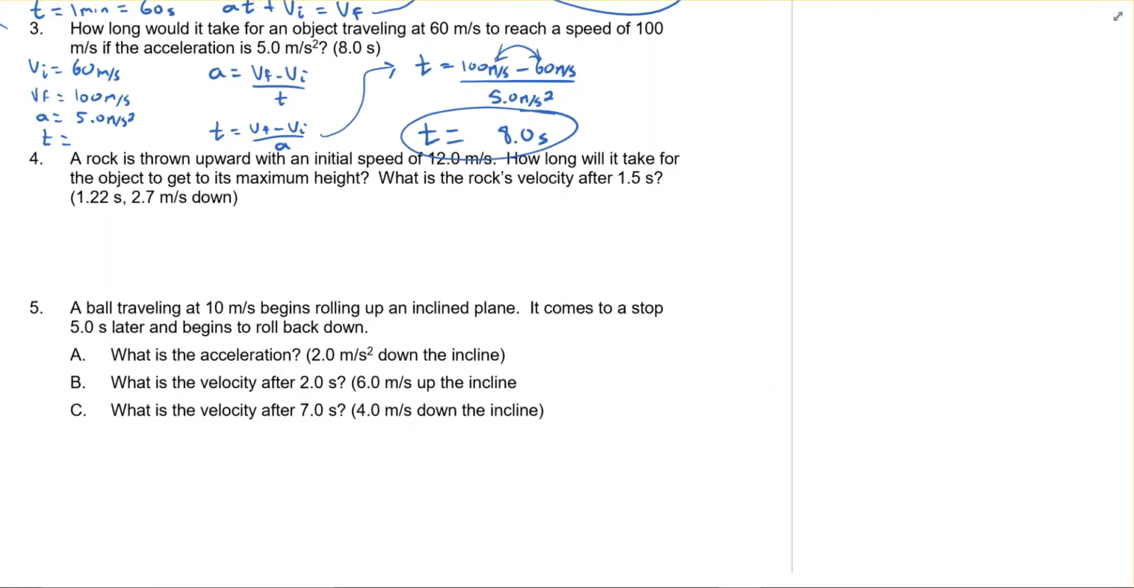So it says a rock thrown upward with an initial velocity of 12 meters per second. So I'm going to go VI is equal to 12 meters per second. And it's going to be positive, right? Because it's going up. Remember kind of conventions here. Up is positive, right's positive, down's negative, left's negative. So this is going up, so it's going to be positive 12 meters per second.